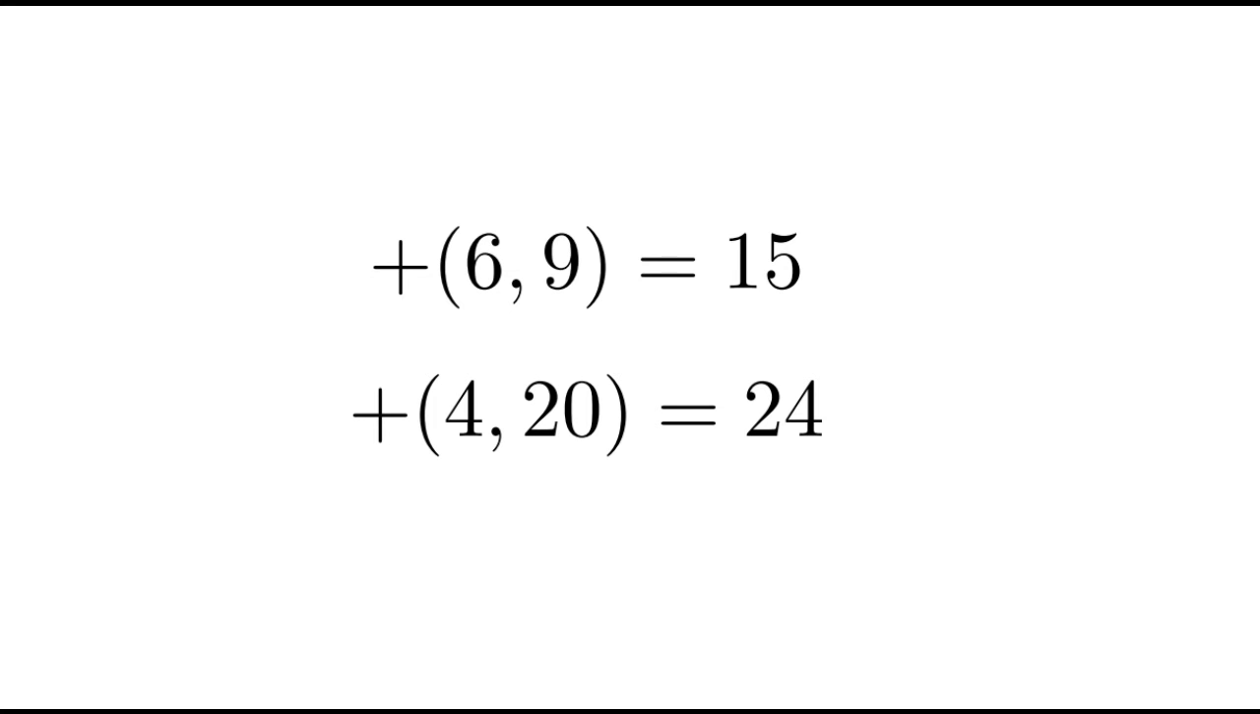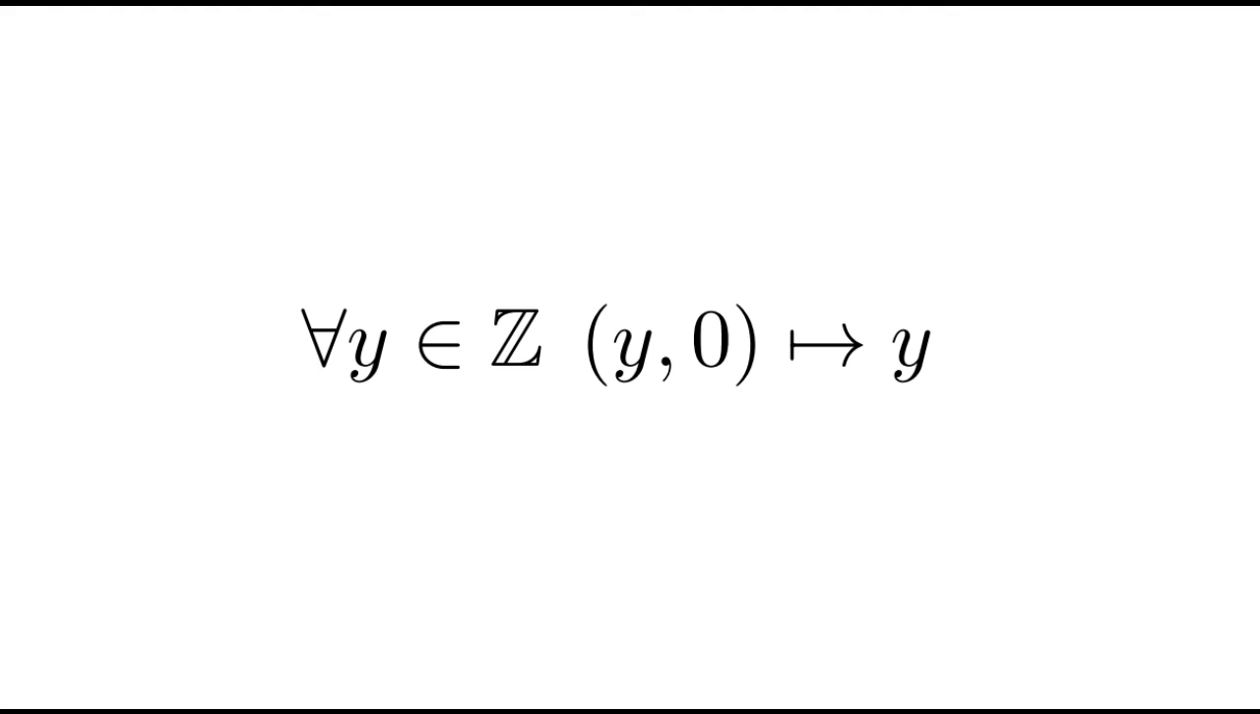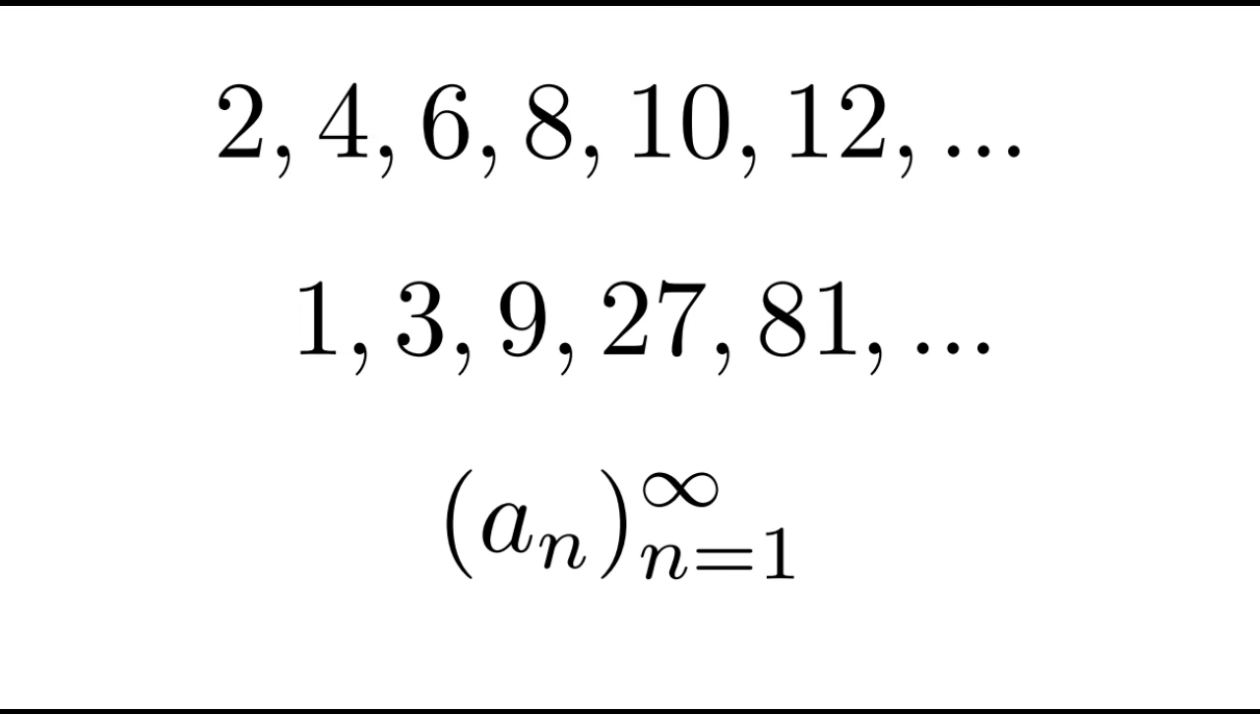Is this map injective? Well, no, because plus of (1, 2) is equal to plus of (2, 1) is equal to plus of (3, 0) is equal to plus of (5, negative 2), and so on. But the function is certainly surjective. This is because for every integer y in the codomain, you can use the input (y, 0) from the domain to get to y. Another example of a function you might consider is an infinite sequence.